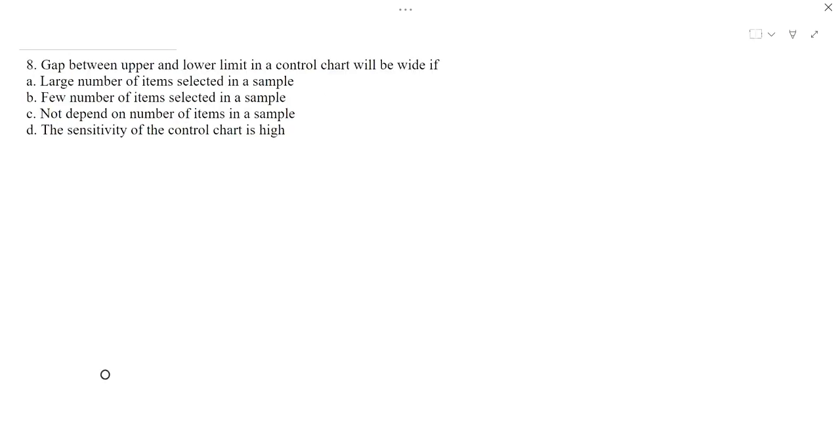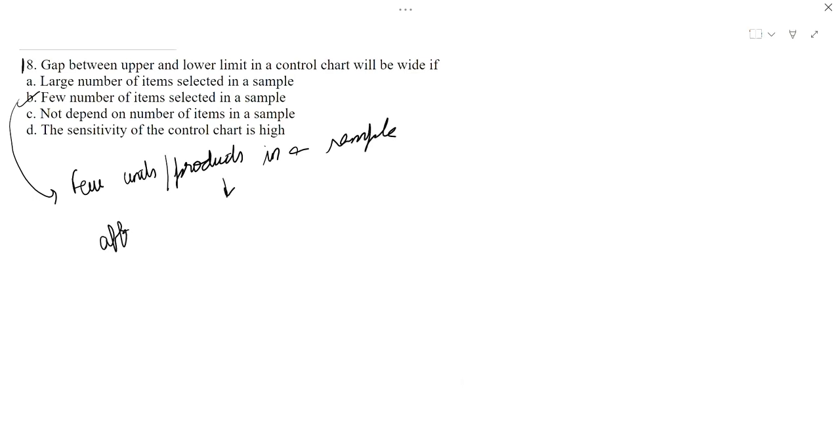Next: the gap between the upper and lower limit in a control chart will be wide if, the correct option is, a few items are selected in a sample. So what happens here is we have very few units or products in a sample. This affects the kind of control charts which will be developed.